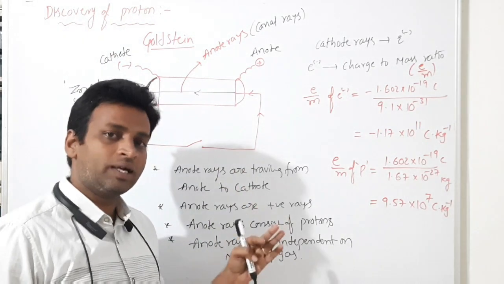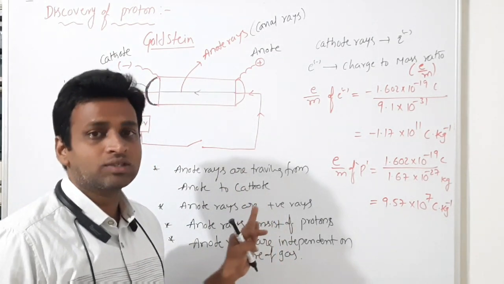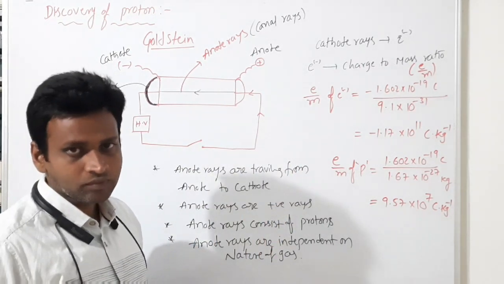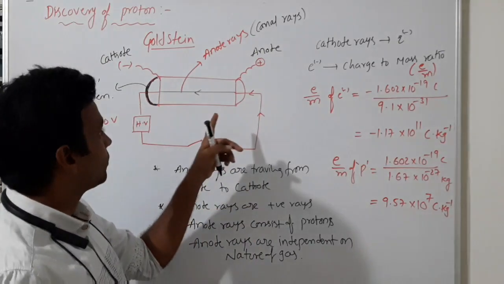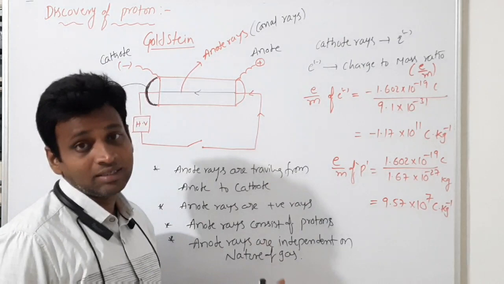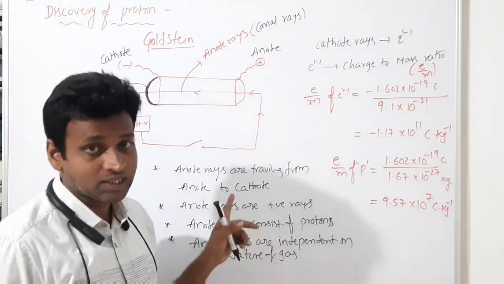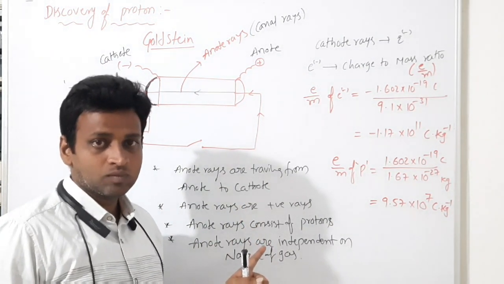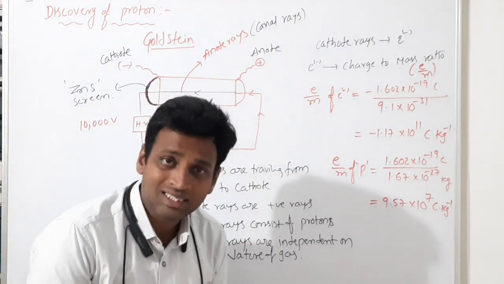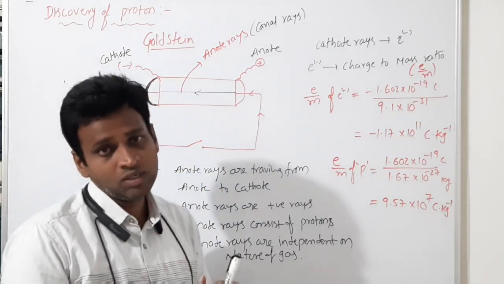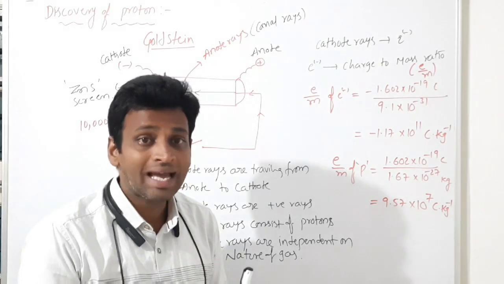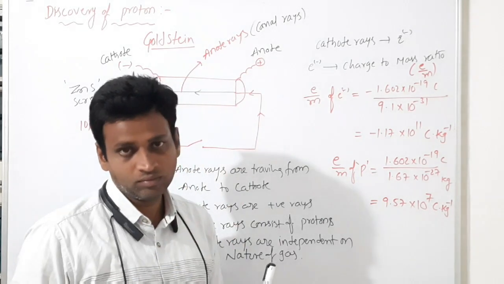So this is about the discovery of the proton from the anode ray discharge tube experiment. Anode rays travel from anode to cathode. Got it? One more important thing: these anode rays are independent of the nature of the gas. Anode rays also move straight. And one more thing, will anode rays deflect in an external electric field? Yes.